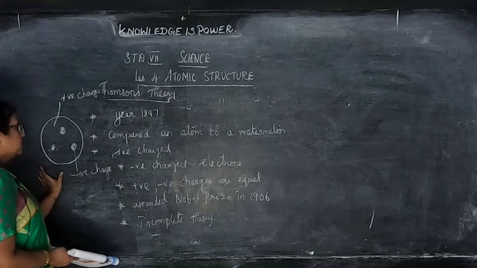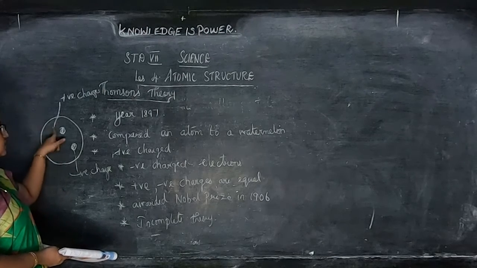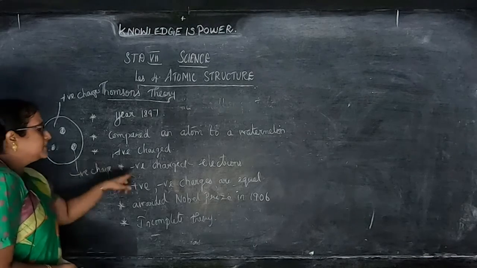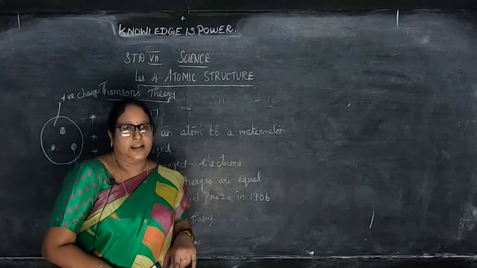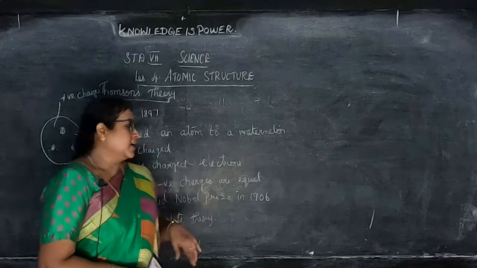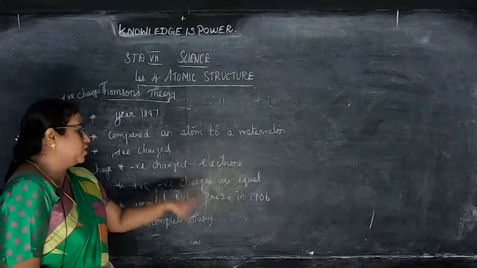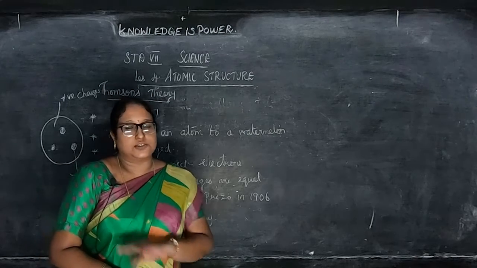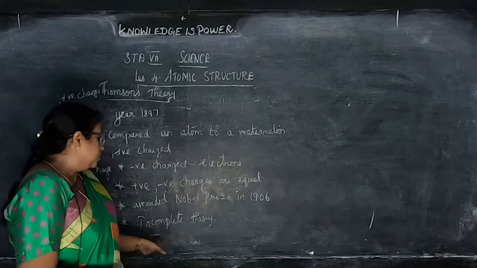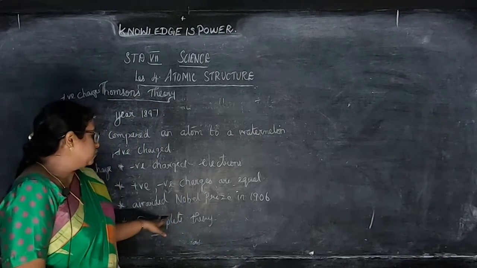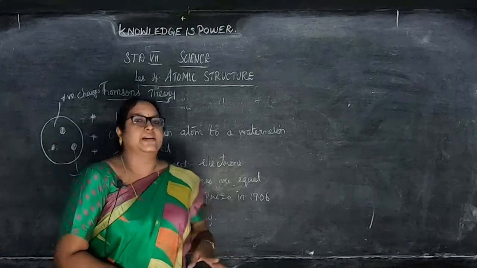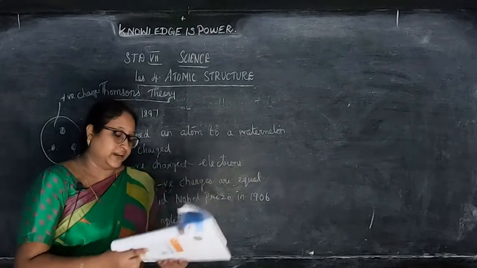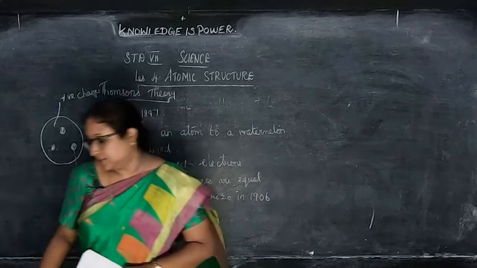So I have drawn this model here. These are the positively charged particles and these are like seeds, called the negative charge, and these negative charges are called electrons. Now here the positive and negative charges are equal, so that does not show any result. So it was an incomplete theory, and he was awarded the Nobel Prize in 1906. Do you understand about this theory, children? Thomson's model theory. Next we will go to Rutherford's theory.